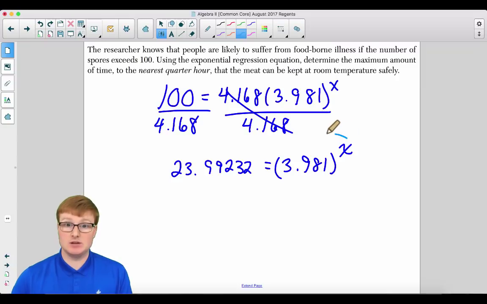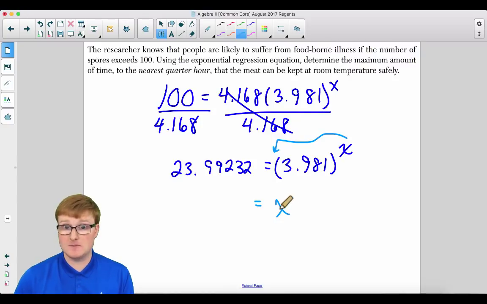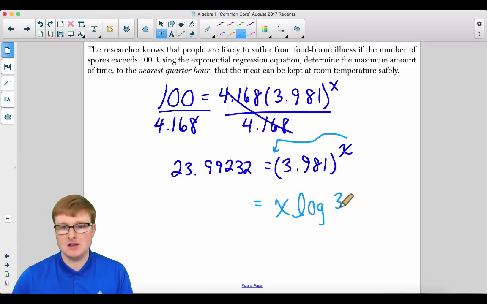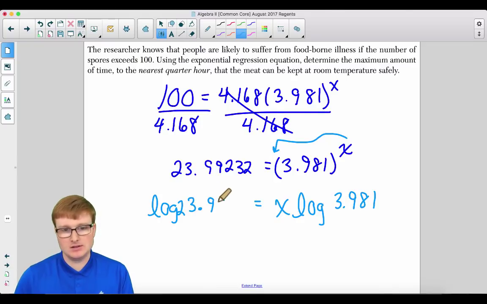Now we're going to take this x, we're going to move it out to the front. Now the minute you write the exponent down here, and it's a variable, if you move it down in the front, you have to write the word log. So it's x times the log of 3.981. Now the minute you write the word log on one side, you have to take the log of the other side. Okay? That's what we have so far. Now let's solve for x.